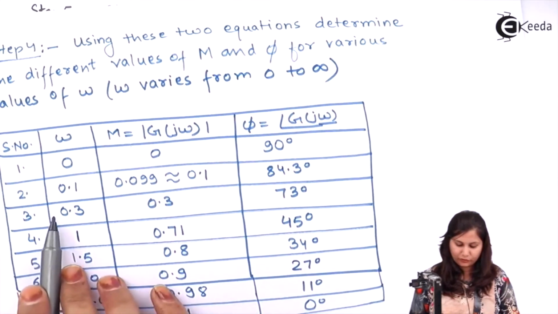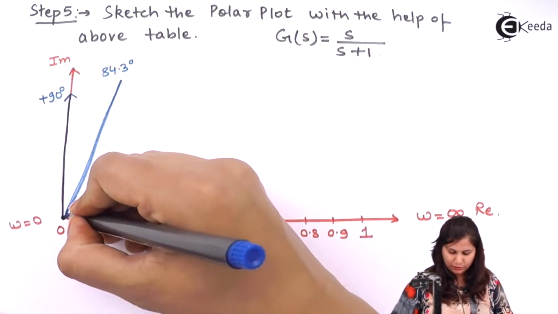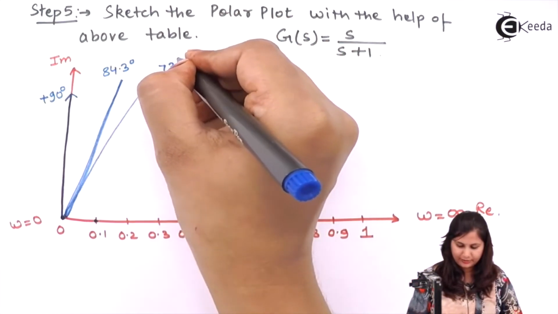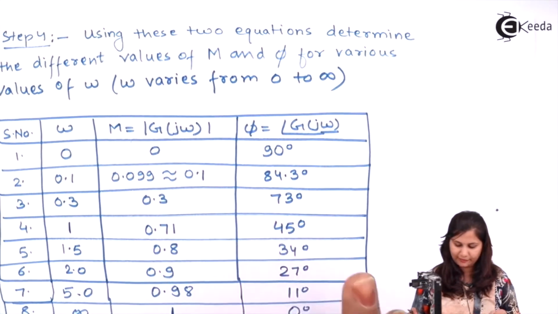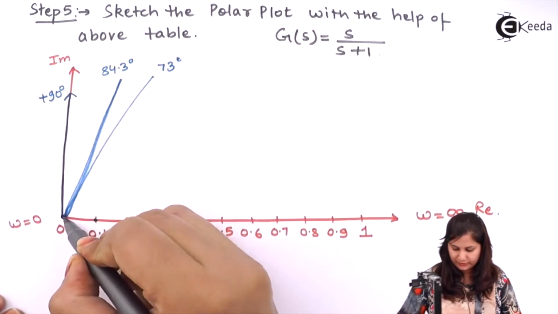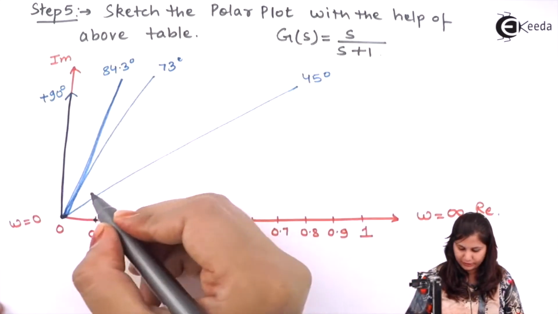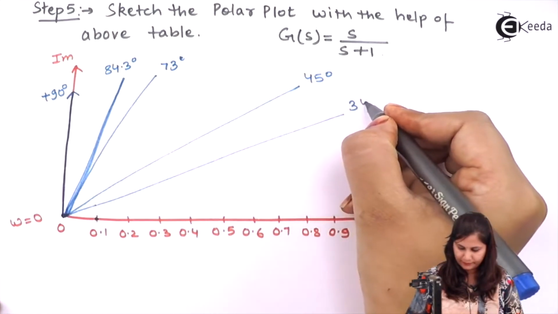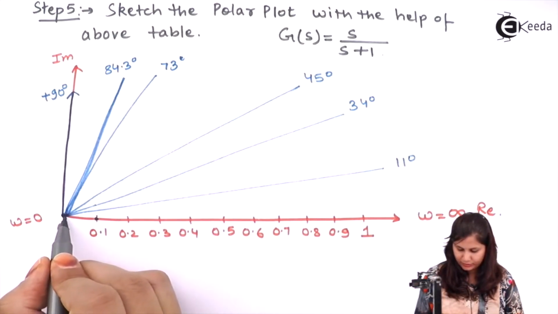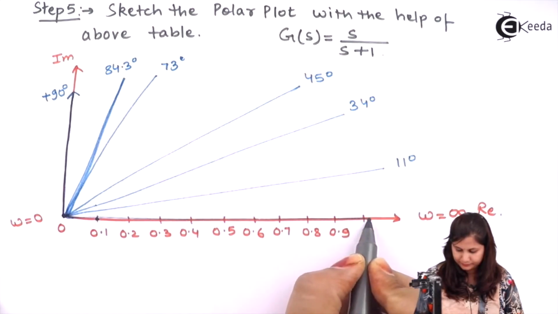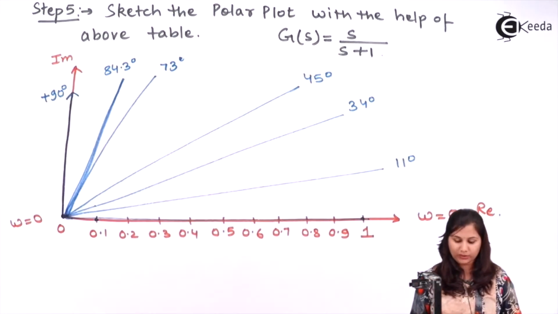Next, for 0.3 we have magnitude as 0.3 and the phase angle is 73 degrees. So this is 73 degrees. Then for omega equals 1, magnitude is 0.71 and the phase angle is 45 degrees. So 45 degrees will be this. Then we have an angle of 34 degrees. Then we have 11 degrees. And then we have 0 degrees angle, where the magnitude is 1.